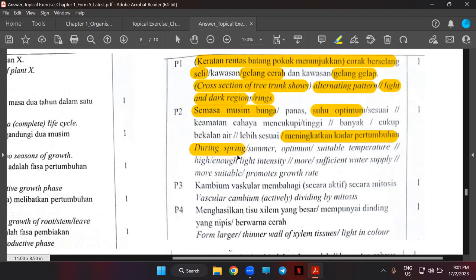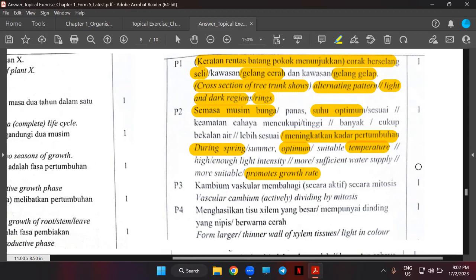During spring or summer, I go for spring. During spring, the temperature is optimum, and therefore promotes high growth rate. Lebih sesuai. During spring, where the temperature is optimum, this promotes high growth rate. You can go for optimum temperature. You can go for enough light intensity. You can go for sufficient water supply. Up to you, yang mana yang kamu nak pilih. Up to you, yeah.